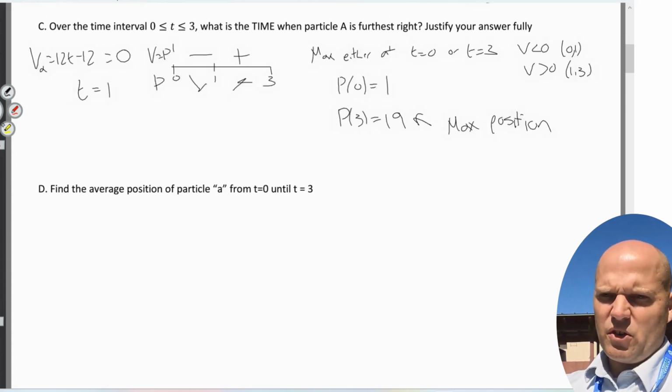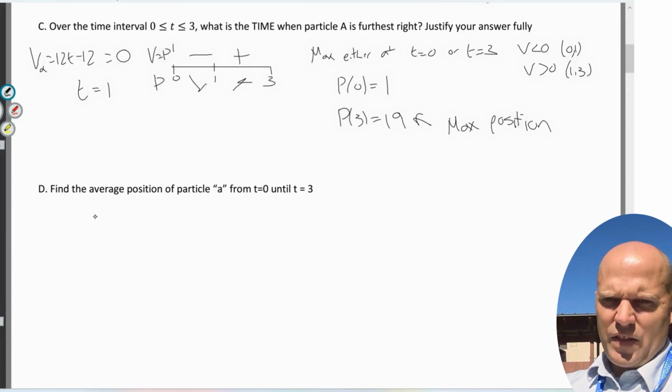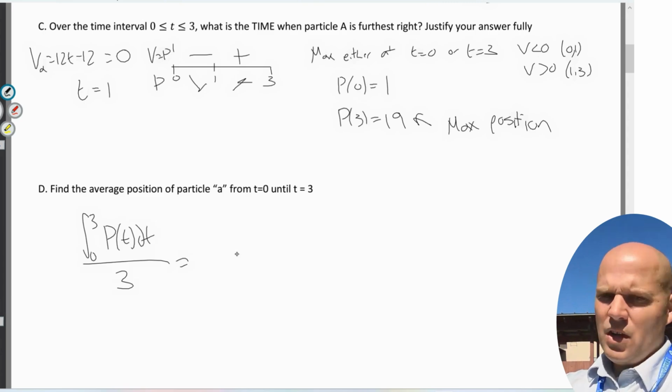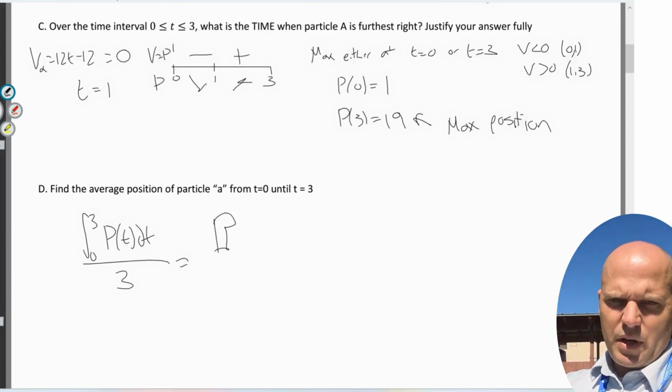Find the average position of particle A. Well, to find the average of something, I need to accumulate that something and then divide it by the interval. Without a calculator, I'm going to need super P.